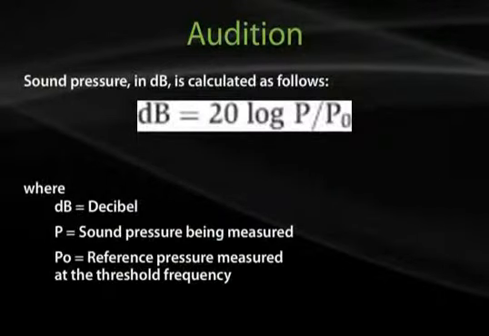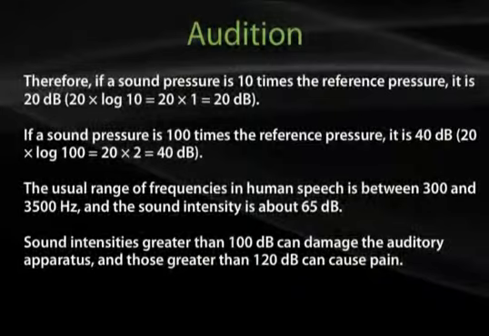Sound pressure in decibels is calculated as follows. Decibel equals 20 log P over P0, where P is the sound pressure being measured and P0 is the reference pressure measured. Therefore, if a sound pressure is 10 times the reference pressure, it is 20 decibels. If a sound pressure is 100 times the reference pressure, it is 40 decibels.